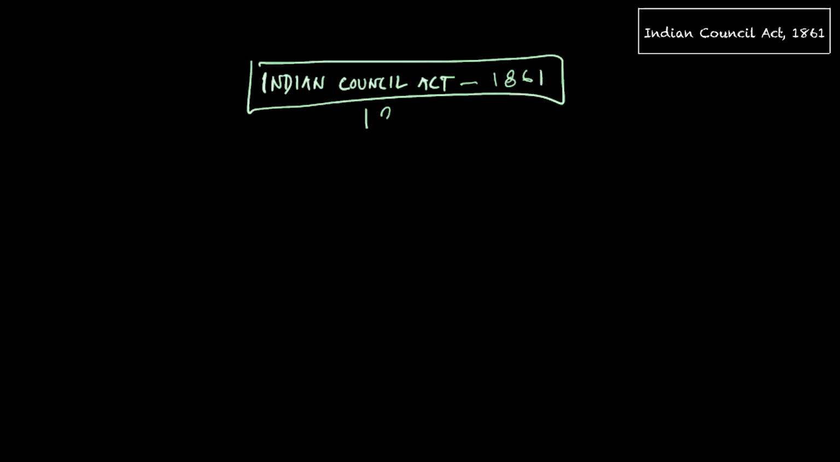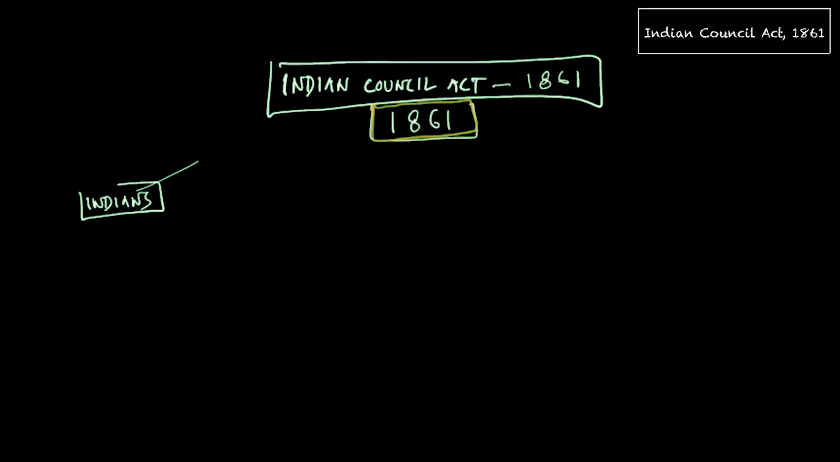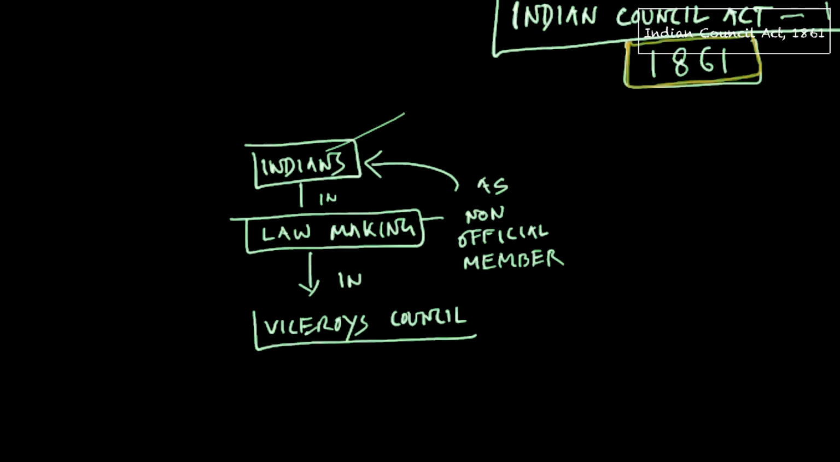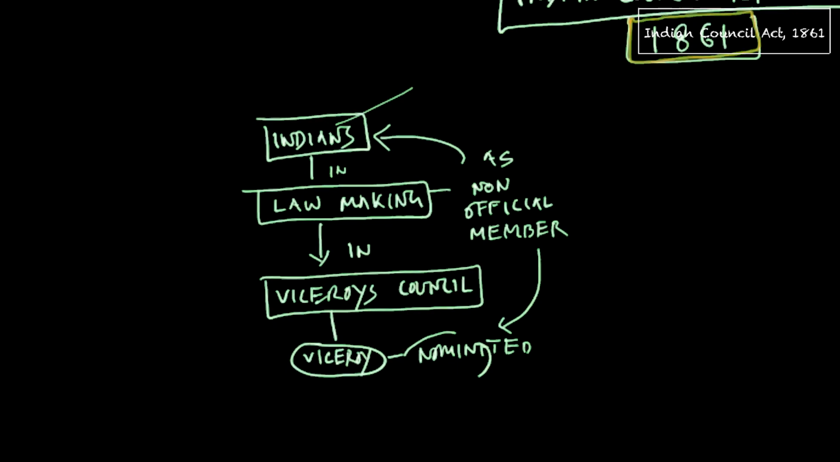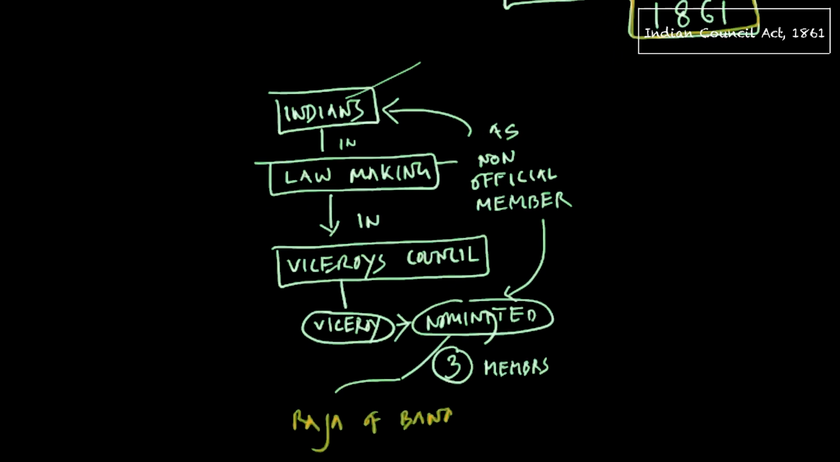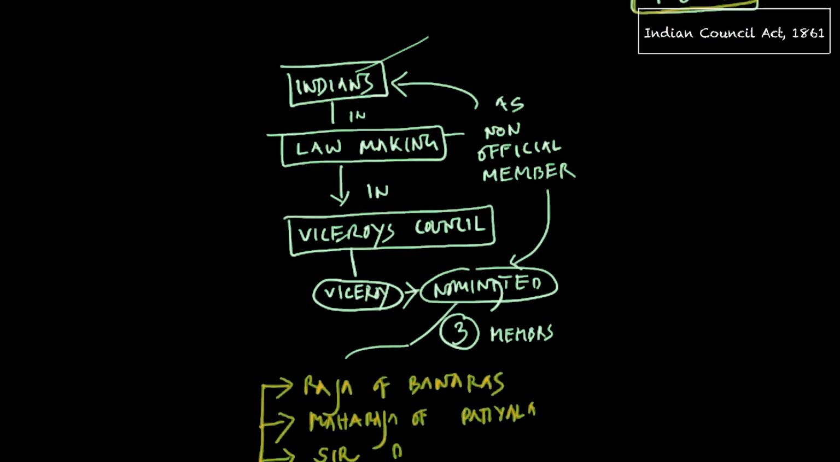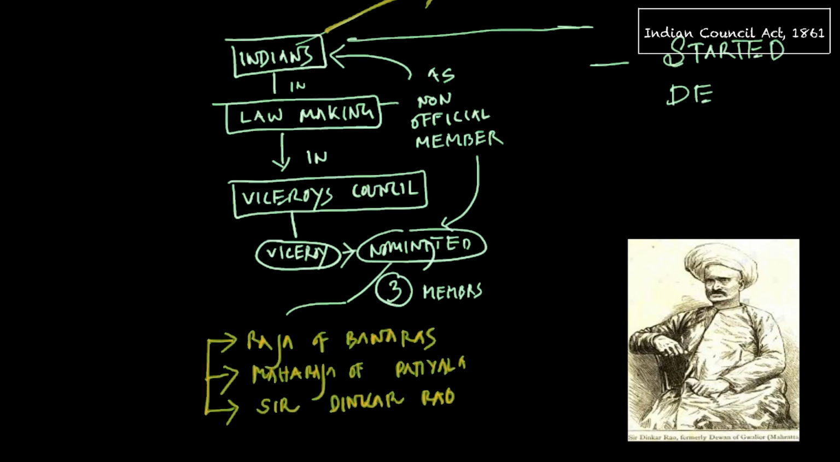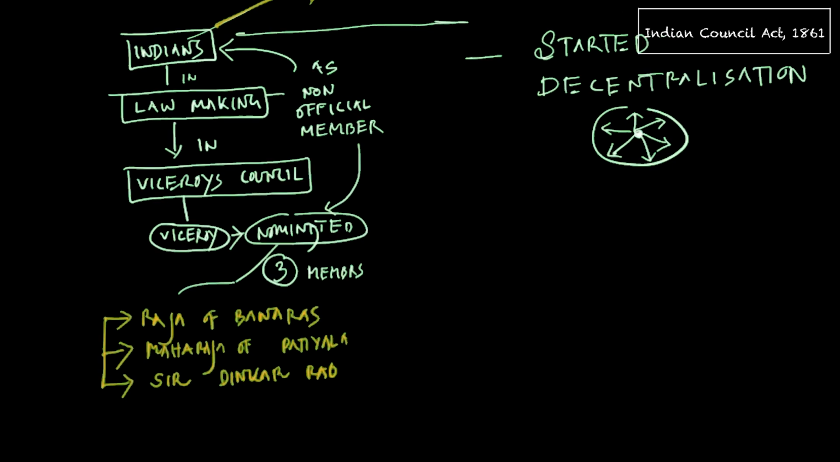The first, the Indian Councils Act of 1861. Now this act made a beginning of representative institutions by associating Indians with the law-making process. Thus, it provided that the Viceroy should nominate some Indians as non-official members of his expanded council. In 1862, Lord Canning nominated 3 Indians to his legislative council: the Raja of Benares, the Maharaja of Patiala and Sir Dinkar Rao. Now we are required to remember these names. These are very important from the perspective of examination.